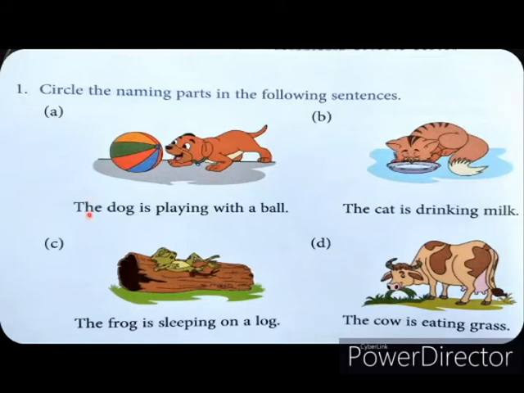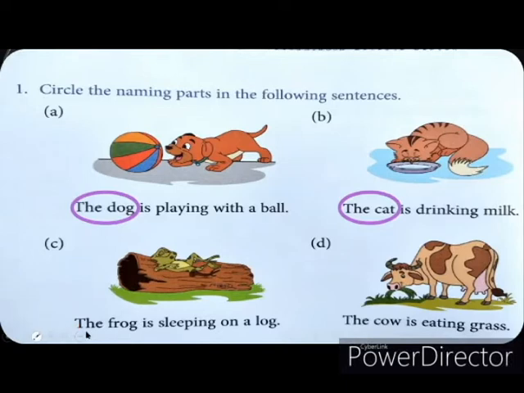First question is, the dog is playing with a ball. So the naming part always refers to a name, right? Here the name is dog. So I'm going to circle the dog. And the next sentence is, the cat is drinking milk. What is the cat doing? The cat is drinking milk, right? So who is drinking milk? The cat. So I'm going to circle the cat, which is a naming part.